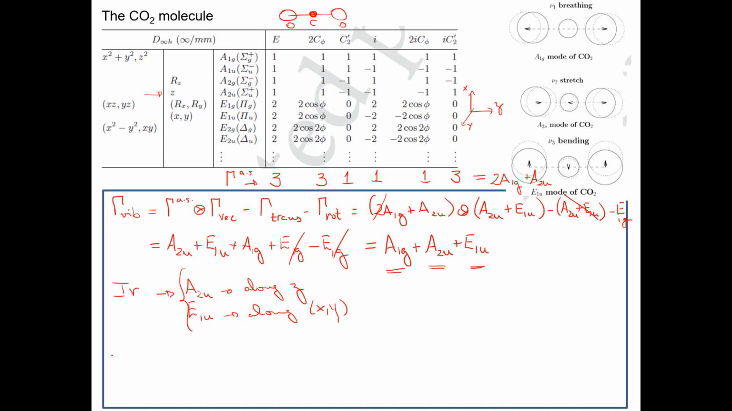What about Raman? Let's see. The even mode A1G is Raman active, and indeed A1G is Raman active. You can see the quadratic basis functions here, x square plus y square, and z square. So A1G is Raman active for parallel polarization of the incident and scattered field.